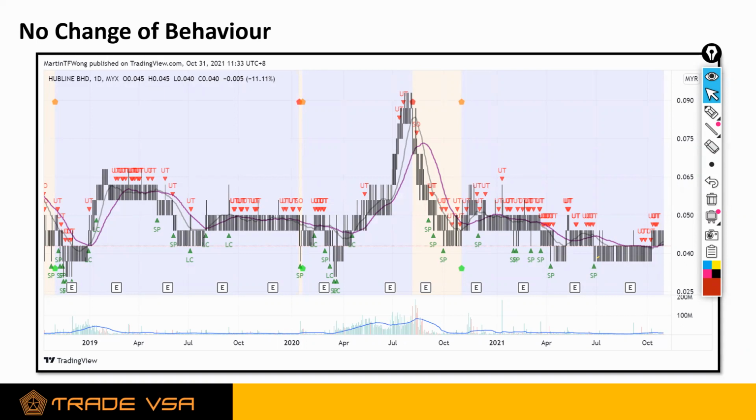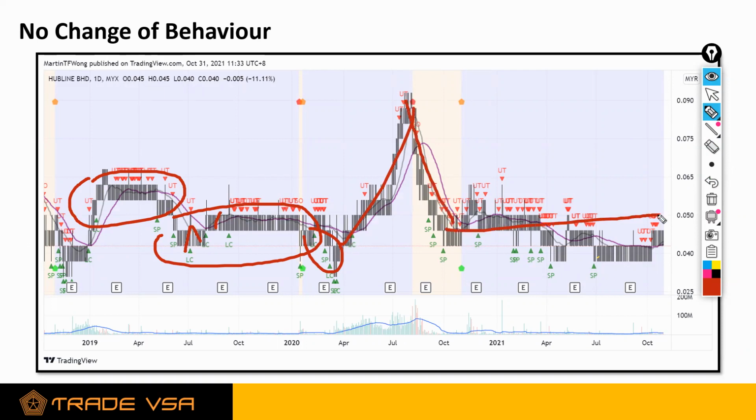Now this is what we call the chart with no change of behavior. I think last year or 2 years ago they had some share split for this counter, but overall if you notice, they are like this, trading in a range, only moving like 1 bit, 2 bit, 1 bit, 2 bit. Of course from time to time you go up like this, you drop again, and then move in range again.